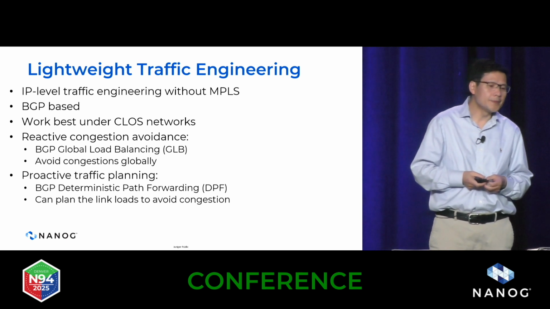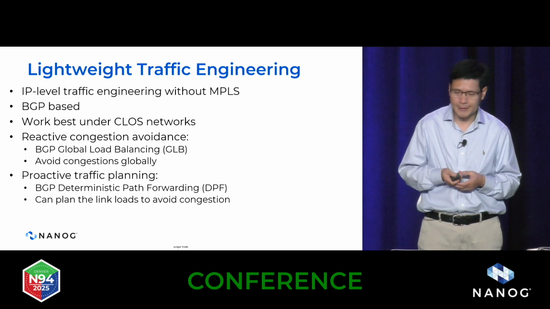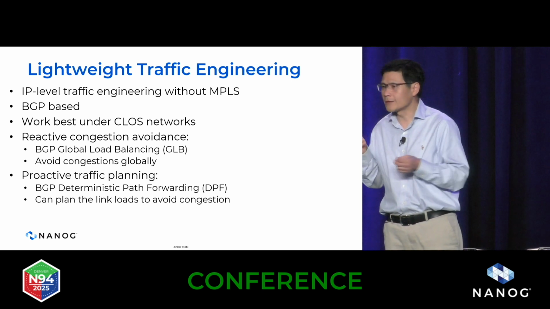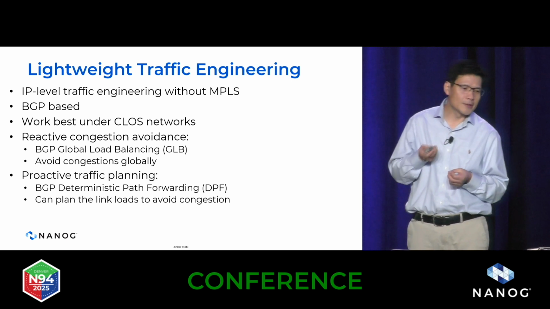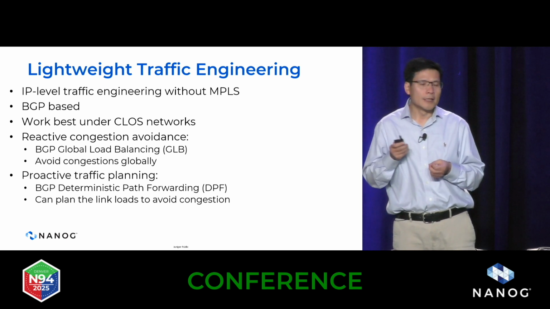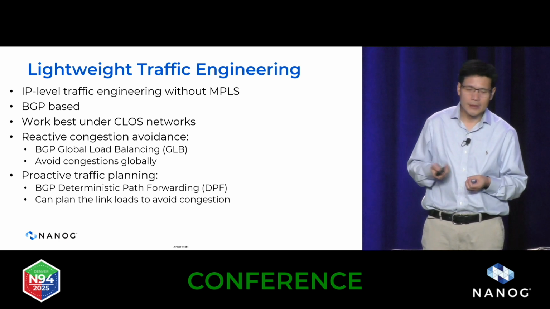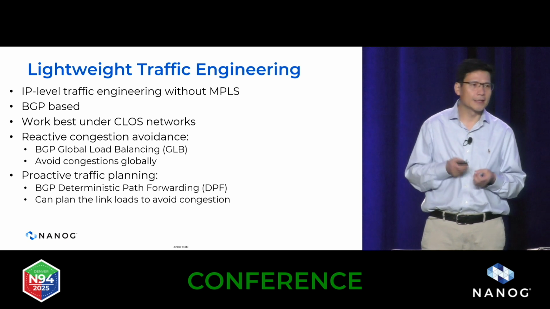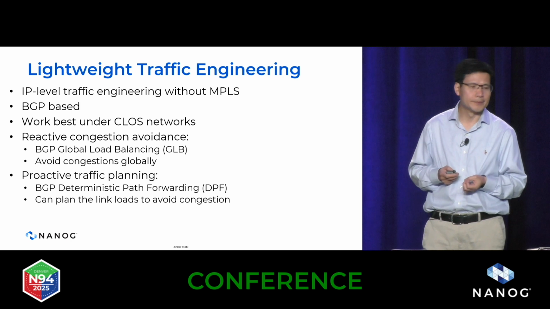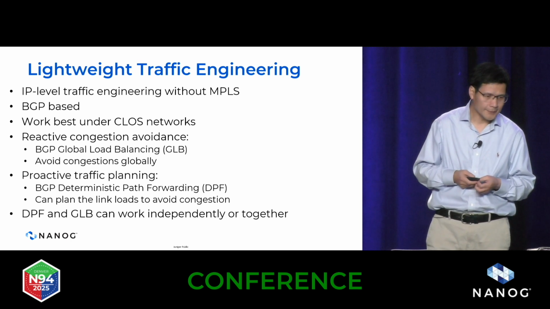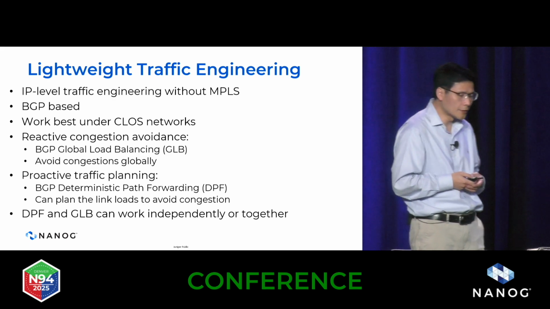The second solution is called BGP Deterministic Path Forwarding. This is trying to solve the same issue from a different angle. Unlike GLB, which reactively takes in the traffic as feedback to adjust, here we are trying to plan the traffic carefully so that you can avoid congestion from the beginning. So both technologies can work independently. They could also work together.